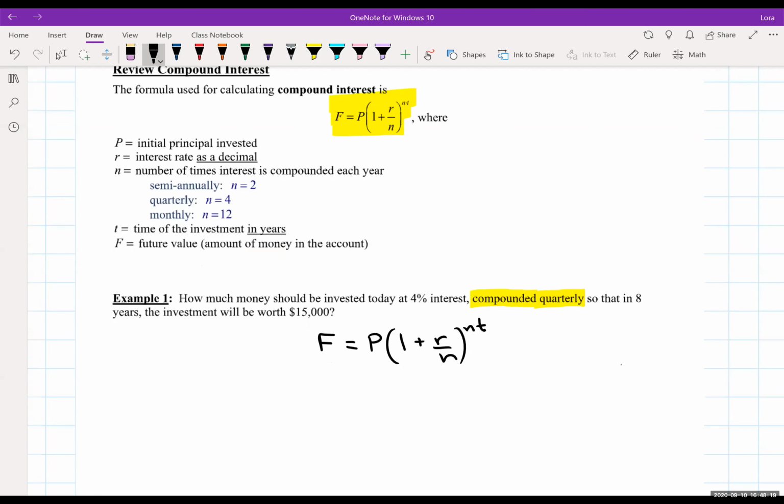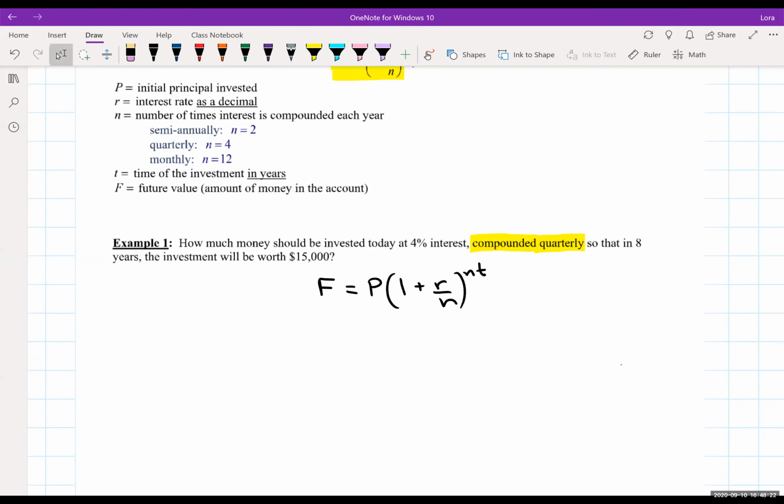And we'll decide what we're plugging in. So I see the 4% interest. So 4% interest would lead me to believe that R is the percentage, but we have to write it as a decimal, so 0.04. 8 years, it's going to lead me to believe that that's time. So I got 4% interest, 8 years. The investment will be worth $15,000. So that's letting me know that my future value is $15,000.